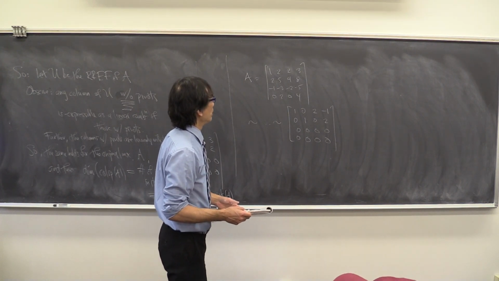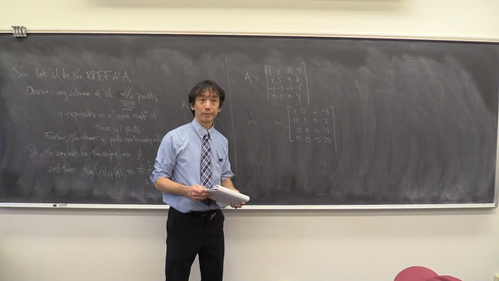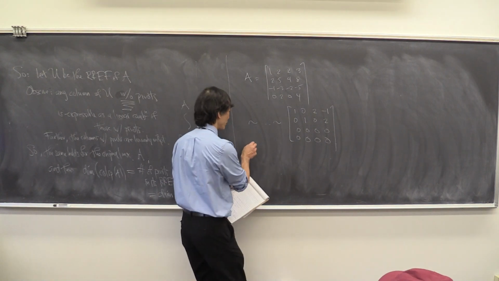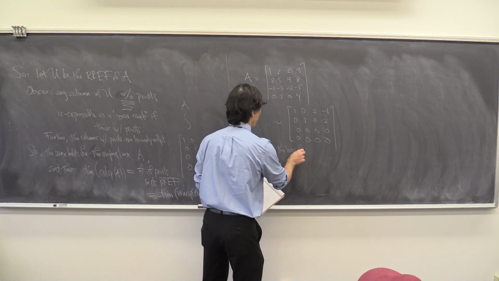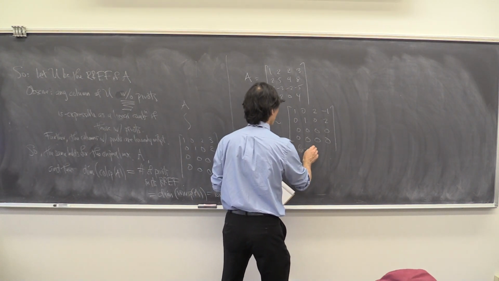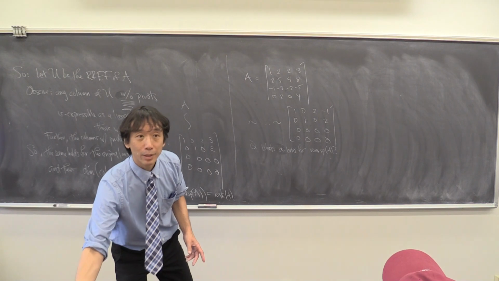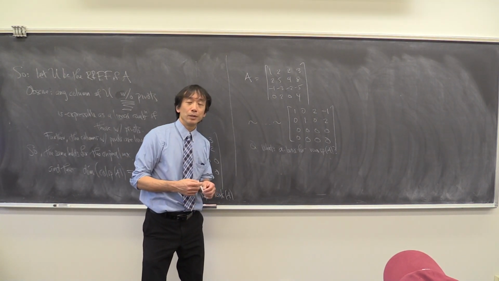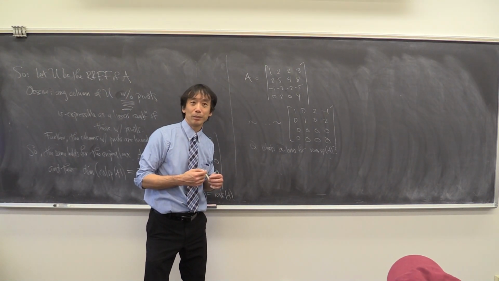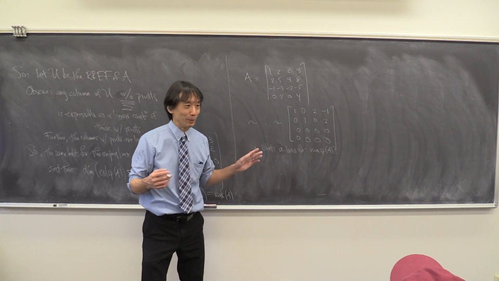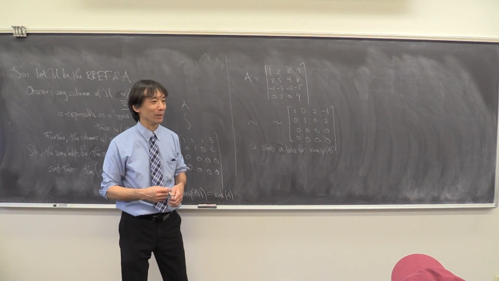So let me ask you this: what's a basis for the row space of A? Turn to a neighbor and talk about it. Turn to somebody nearby and be friendly.